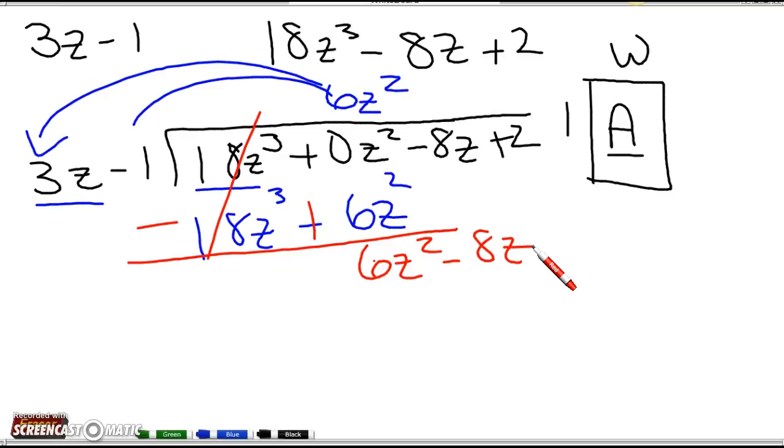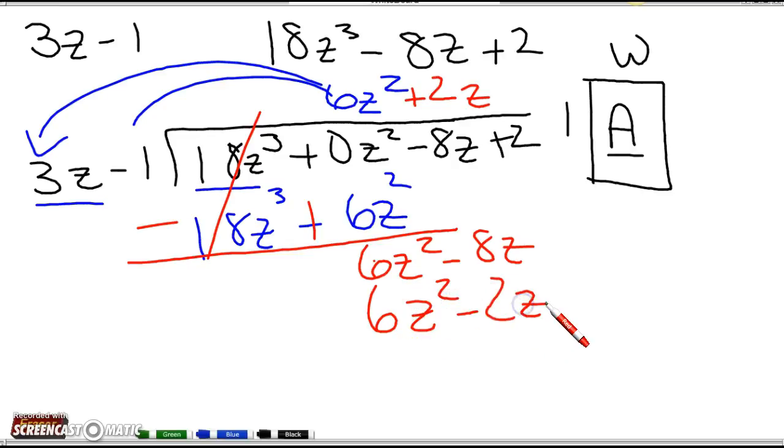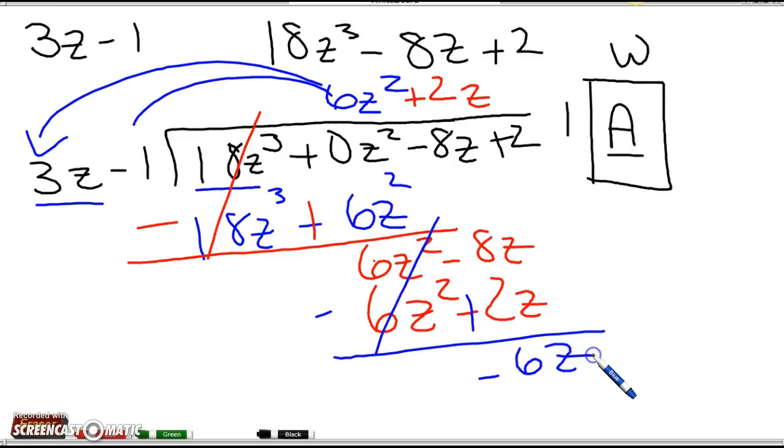What can I multiply 3z by to get 6z squared? That would be plus 2z. So that gives me 6z squared minus 2z. So subtract. Those cross out, and I'm left with negative 6z. Bring down my plus 2.